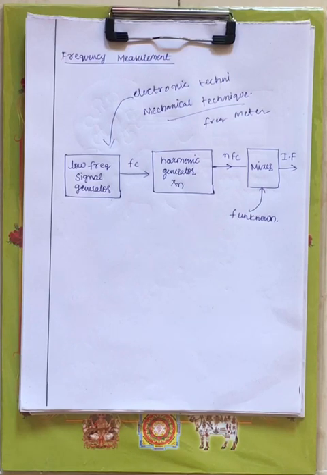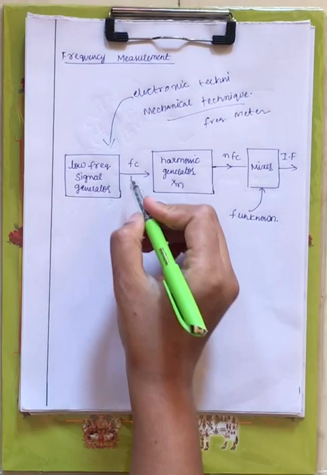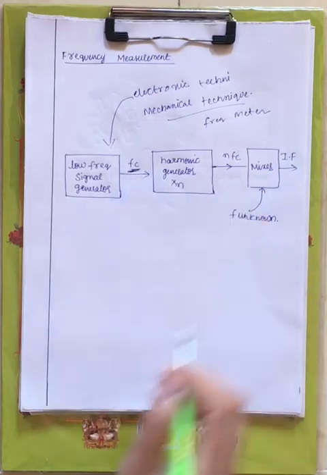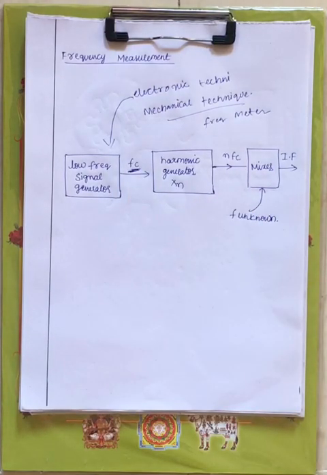Now this is the block diagram, the setup bench to measure the frequency using the electronic technique, and the mechanical technique is nothing but using your frequency meter. Now it contains a low frequency signal generator as the first block. What it will do is generate a signal with frequency Fc, and that is known to us.